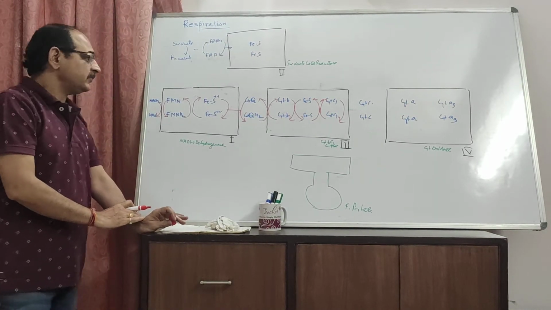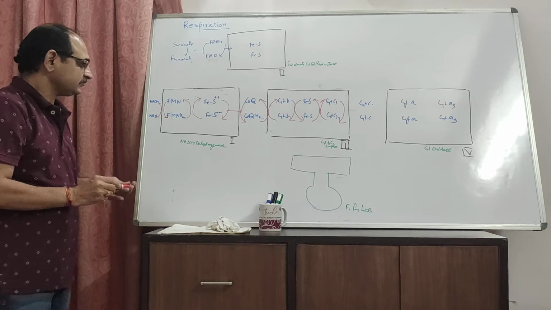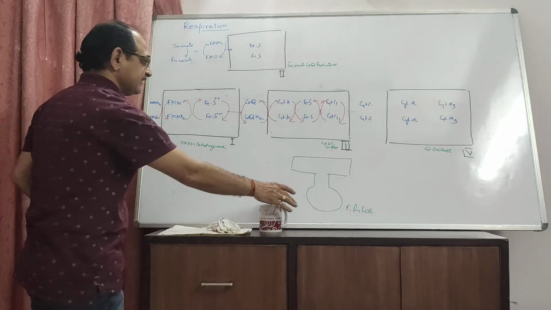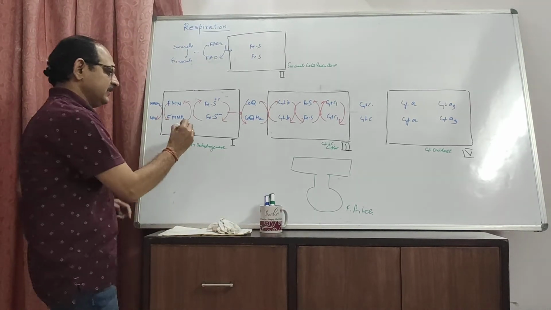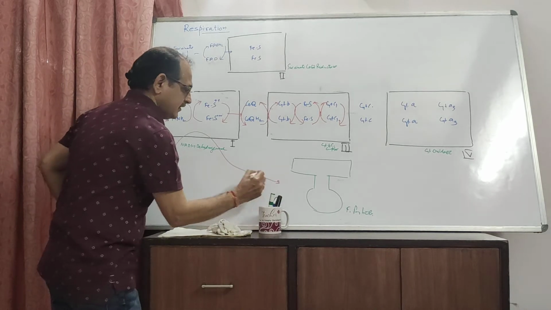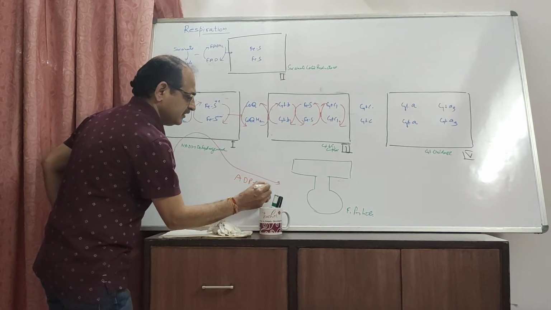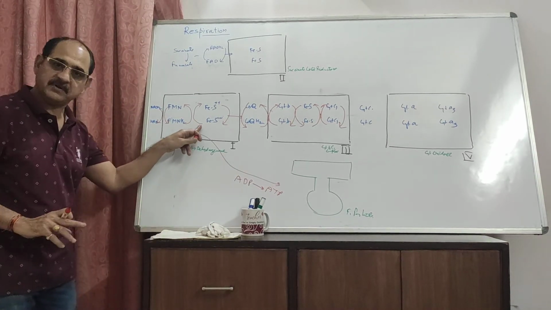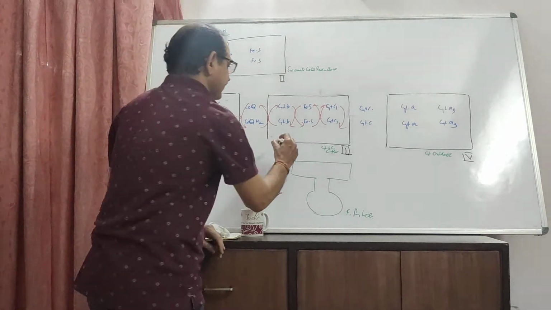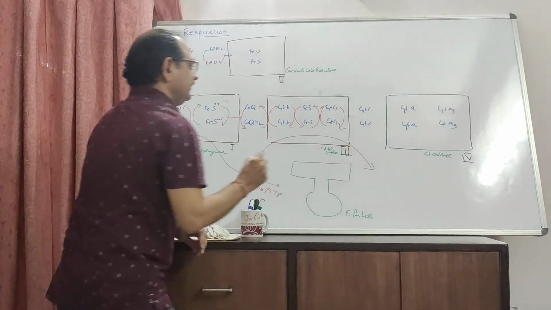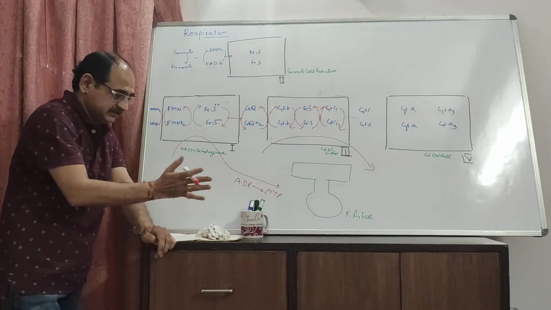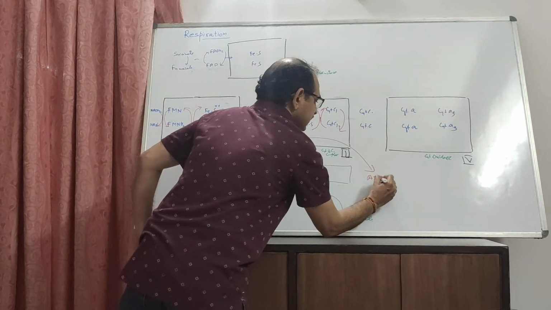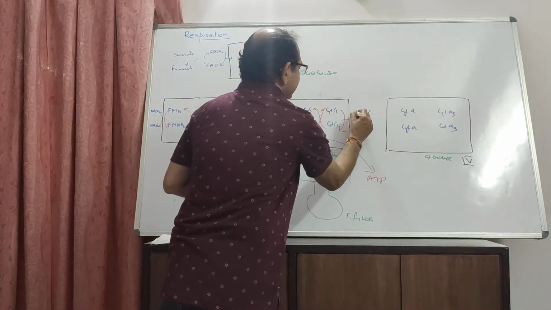Okay, so what happens when electrons move across this NADH dehydrogenase? At that time, ADP changes into ATP in complex 1. Similarly, when electrons move across complex third, there also ADP changes into ATP. Okay. And the process continues.